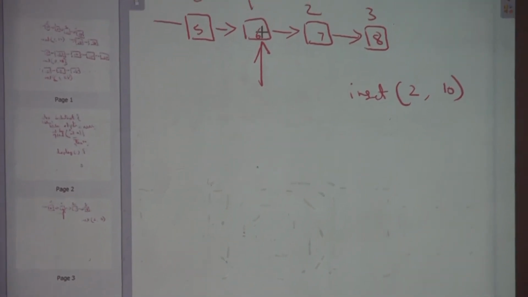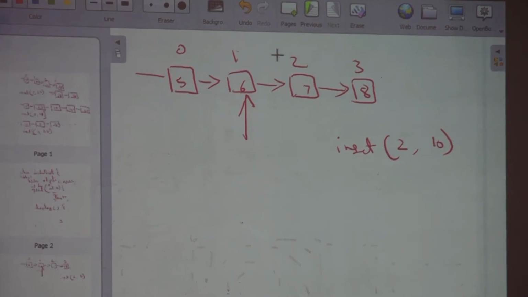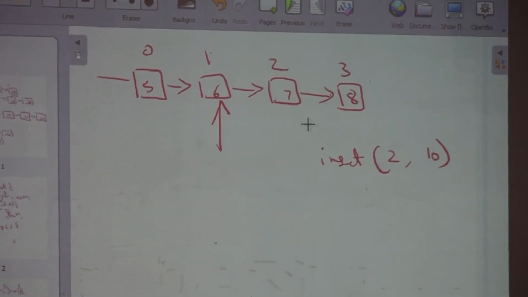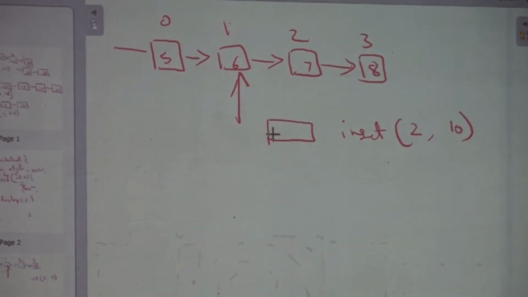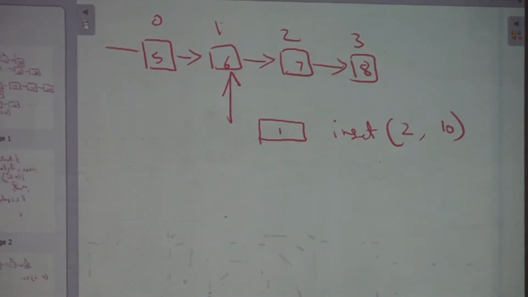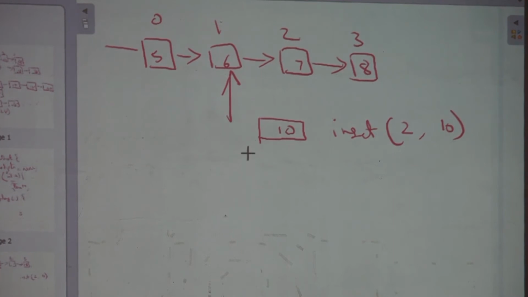Yeah, I am positioned here. Why am I positioned here? Because now this guy has to be inserted. So I'll create a new node here, and then I will create a node with the value 10. I'll create this node and its NPTR will be something.